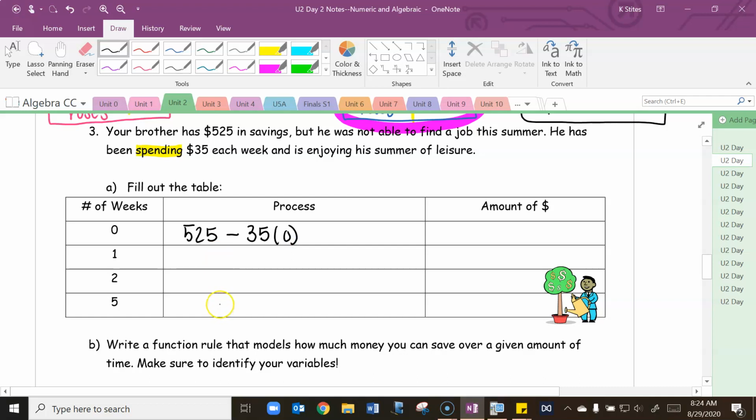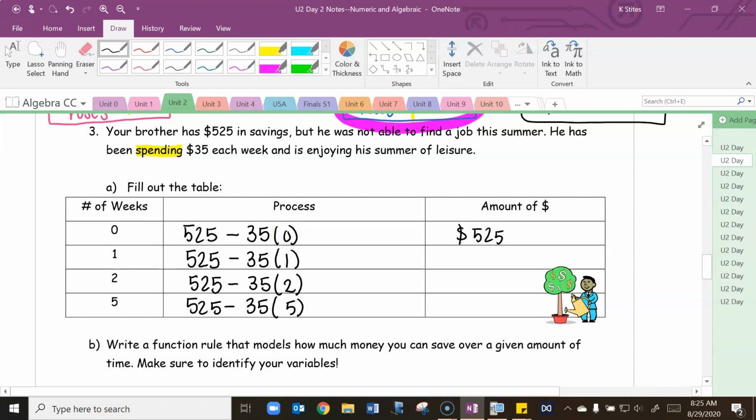Okay, let's fill out our process column first. All right, week 1, again, he started with $525. He is spending his money, so we're losing it. How much are we losing? $35, and he's been doing this for 1 week. Okay, and again, we will just finish that pattern. 525 minus 35. How long has he been doing this for? 2 weeks. And 525 minus, he's spending $35 and he's done this for 5 weeks. 35 times 0 is just 0, so this is just going to be $525.